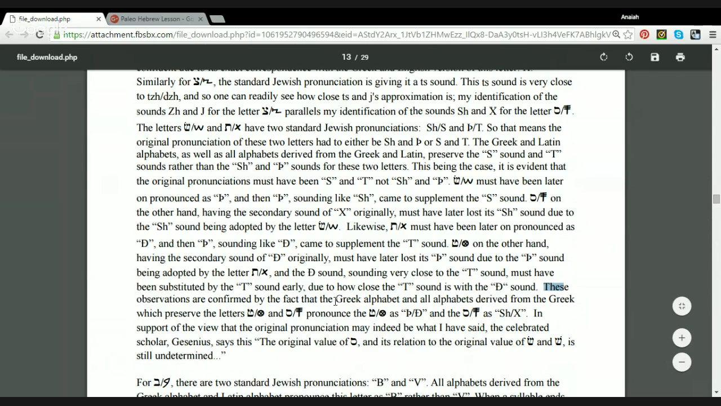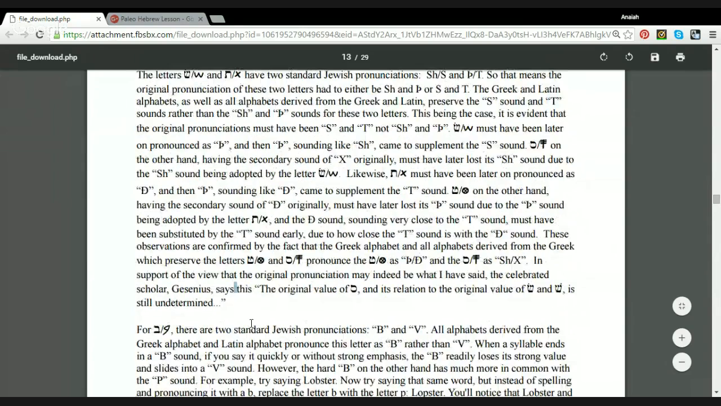I say these observations are confirmed by the fact that the Greek alphabet and all alphabets derived from the Greek, which preserve the letters TH and SH, pronounce the TH as TH and the SH as an X, C sound. So I say in support of the view that the original pronunciation may indeed be what I have said, the scholar Gesenius, whom I quoted from earlier, is one of the most recognized of all scholars. He's not alive anymore, but he's one of the most famous Hebrew scholars, and his ideas of the Hebrew language are very trusted, and he's taken seriously.